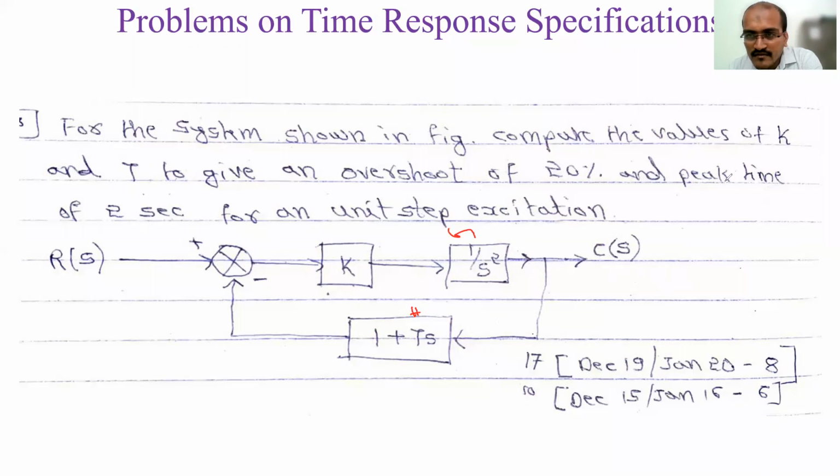And then peak time is given: pi by omega d. So peak time is given, and peak time is pi by omega n square root of 1 minus zeta square. Zeta is already calculated, so you can calculate omega n. Only mathematics is required, I have told you every concept. Once you know zeta and omega n, you can come back to the same comparison and calculate this k and tau. That's it, problem.